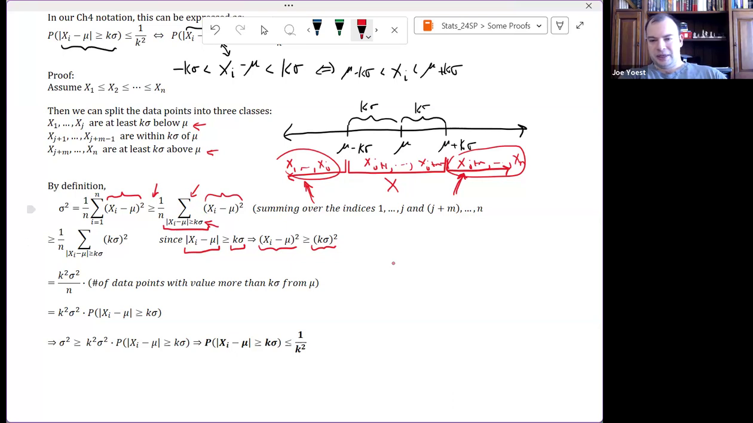So if I were to replace xi minus mu squared with k sigma squared for each of these data points, specifically the ones that I'm interested in on the edges, the left and right classes, then my sum only gets smaller, because each of the terms can only get smaller. So I can make the sum smaller still by replacing xi minus mu squared with k sigma squared.